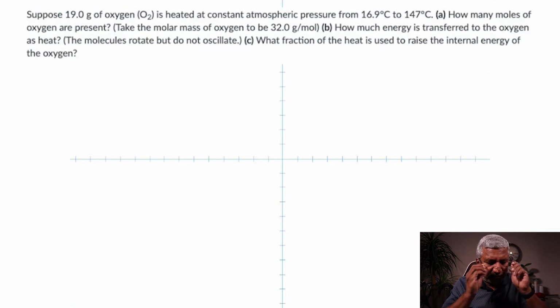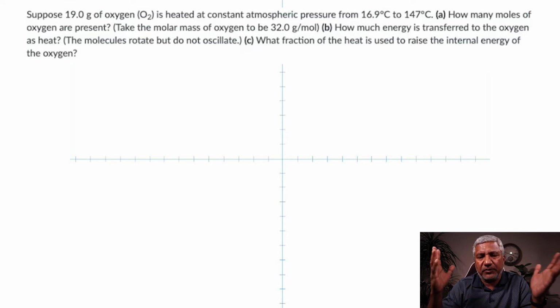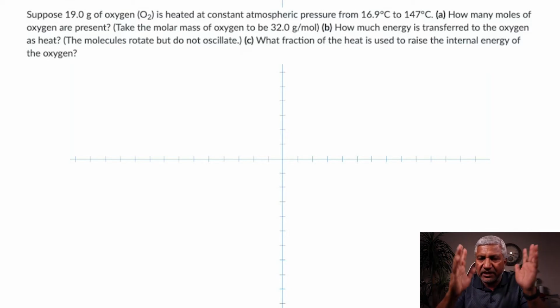19 grams of oxygen is heated at constant atmospheric pressure from 16.9 to 147. So if you love your life, now listen. Whenever solids and liquids are heated, we never hear words like that. It's unusual. It says oxygen is heated at constant pressure. When we talk about heating copper, aluminum, or water, we just say it's heated, which means gases can be heated under two conditions, either at constant pressure or constant volume.